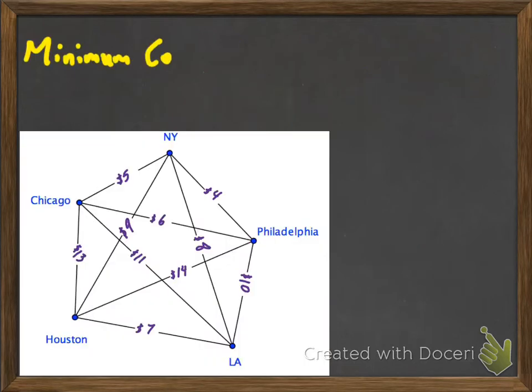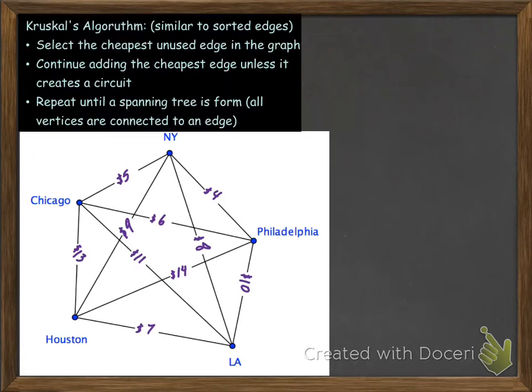Now, what we're also going to look at is the minimum cost spanning tree. So what is the cheapest way for us to connect these points? If we had some cities that we wanted to connect by phone or internet, we want to create some sort of pipeline between these cities. What's the cheapest way to do it? That's a minimum cost spanning tree. And we're going to use Kruskal's algorithm. It's similar to the sorted edges algorithm we looked at using the paths before.